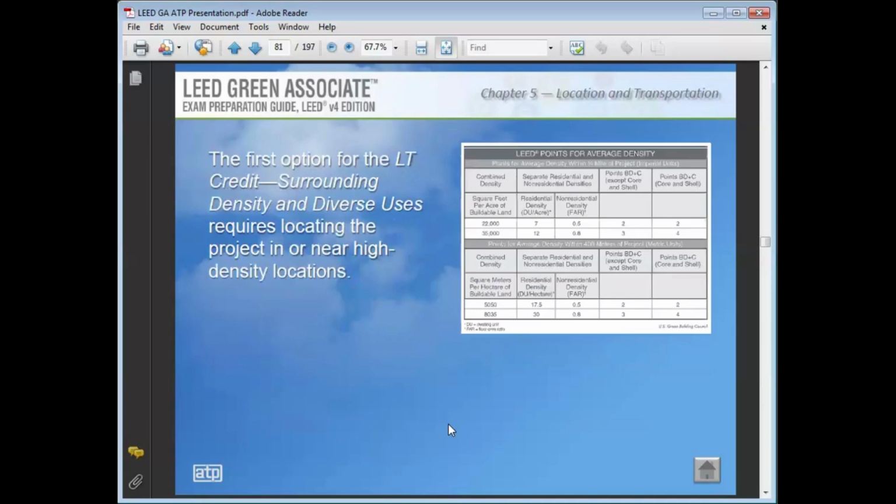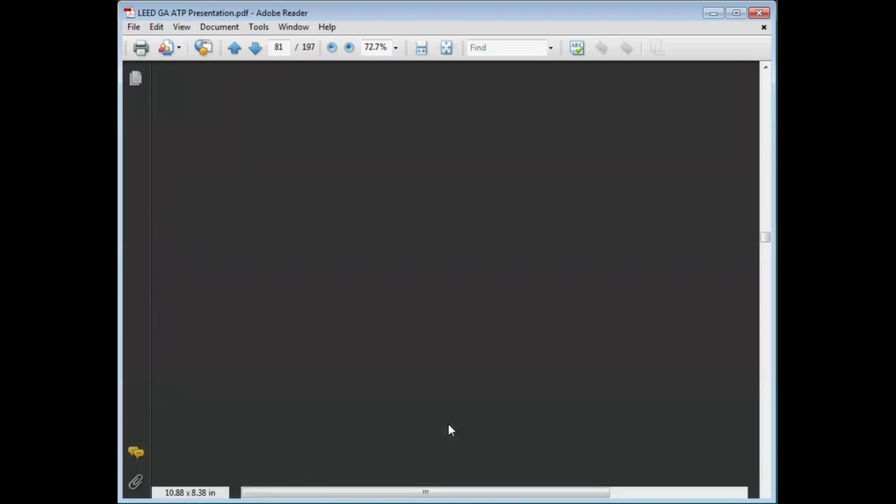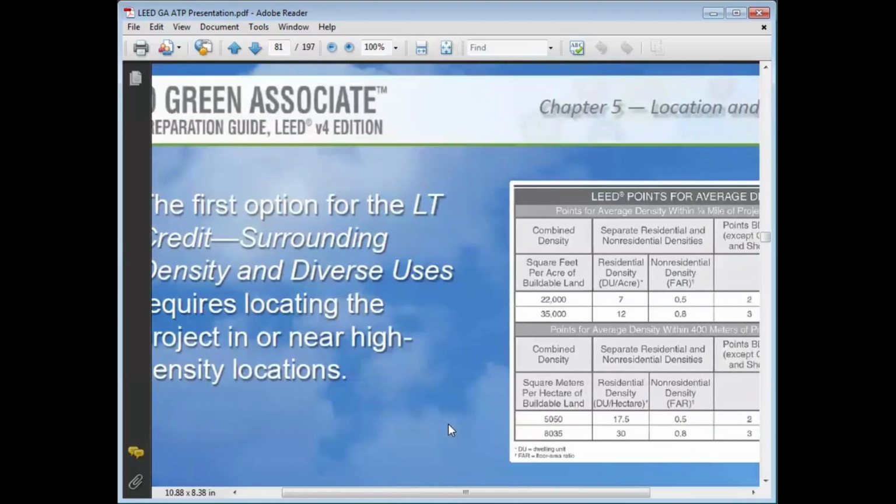The first option for the LT, location and transportation, is surrounding density and diverse uses. This requires the project to be in a near high density location. For example, we need to understand how these will be taken forward and how those will be looked after with respect to the selection of the site.